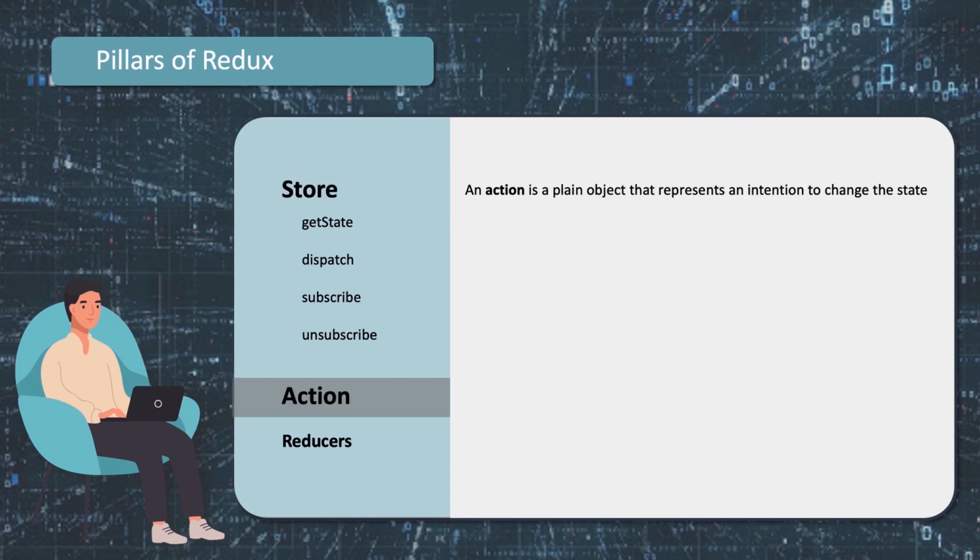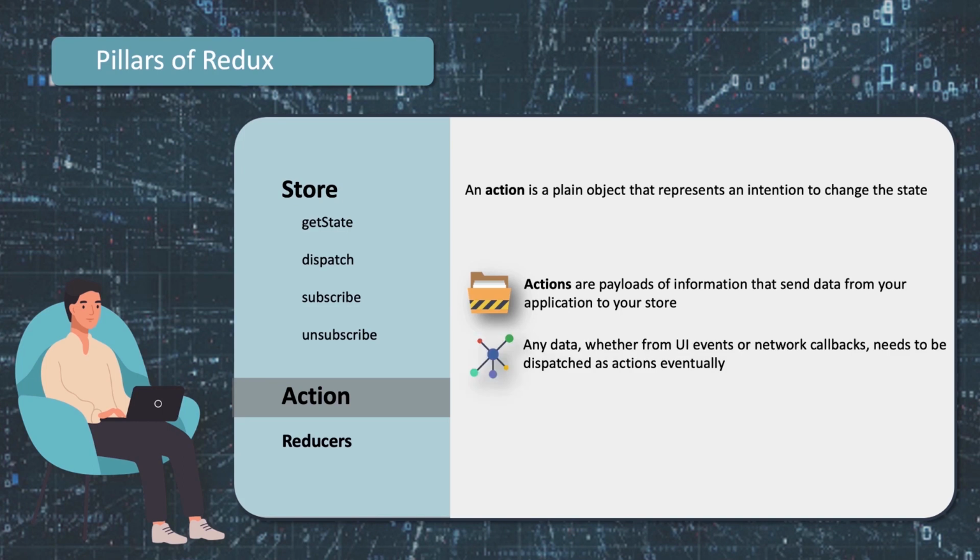So an action is a plain object that represents an intention to change the state. With actions, you have payloads of information that send data back and forth to your application store. So you can send any kind of data that can go back and forth. And actions must also have a type field that indicates the type of action that has been performed.